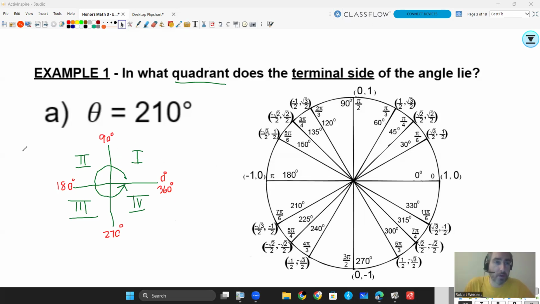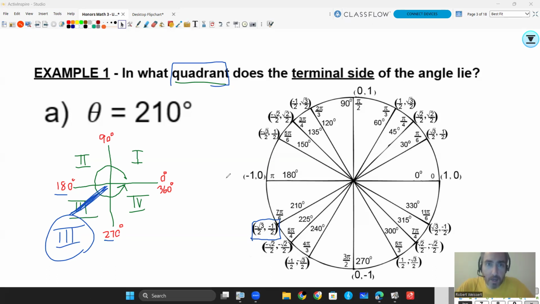So for example, 210, where would that lie? Well, 210 is going to be between 180 and 270. So it's going to be right here. And this isn't asking for a specific coordinate. You could get the coordinate. It's right here, negative square root of 3 over 2, negative 1/2. But it just wants to know what quadrant. So that's going to be quadrant 3. The rest of the examples in example 1 are going to fit this category, but some may be in radians.